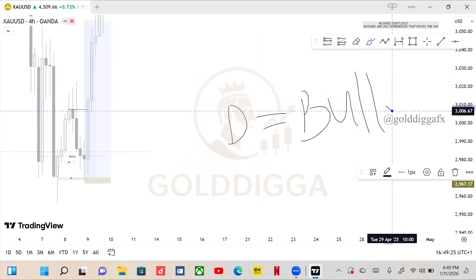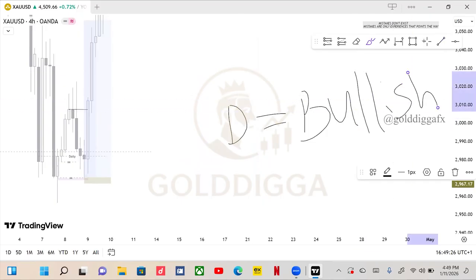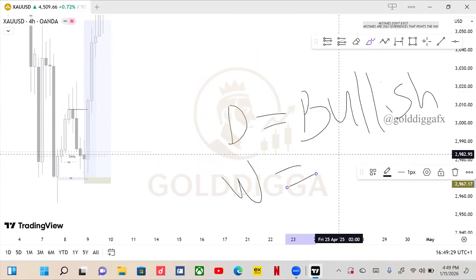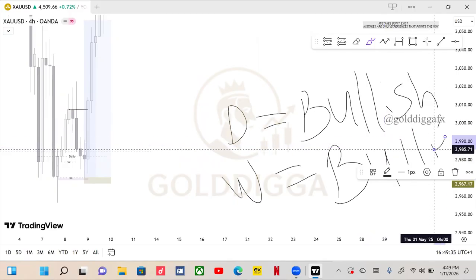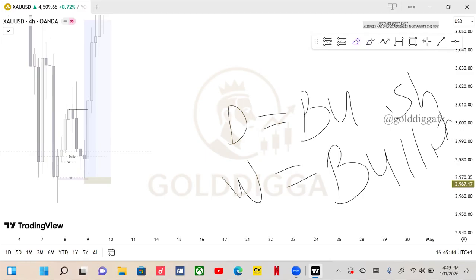bullish. And the weekly has always been bullish. The weekly never turned bearish. So the weekly is still bullish. So both time frames being bullish simply means buys. Buys are going to be dominant. Buys will be stronger. And if you watch properly, let me erase all of this.